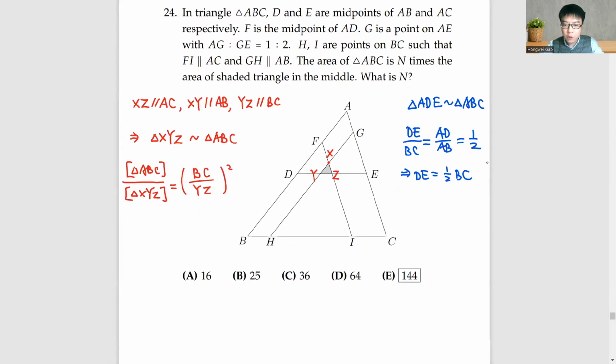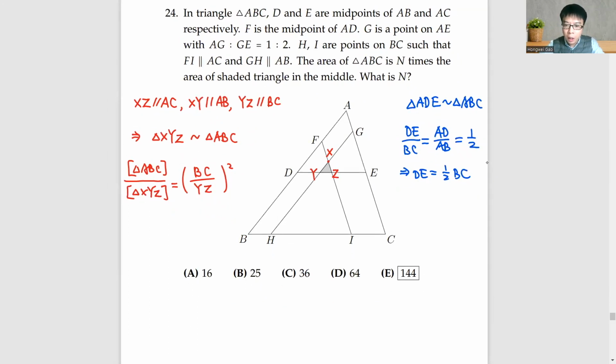So first we note that F is the midpoint of AD, so FA equals FD, and FZ, actually FI is parallel to AC, so we have FZ parallel to AE. So that just implies DZ is 1/2 of DE. Okay, let me box this key equation.